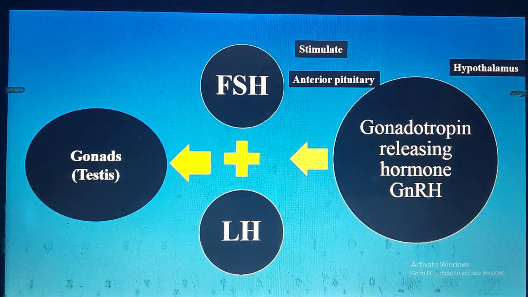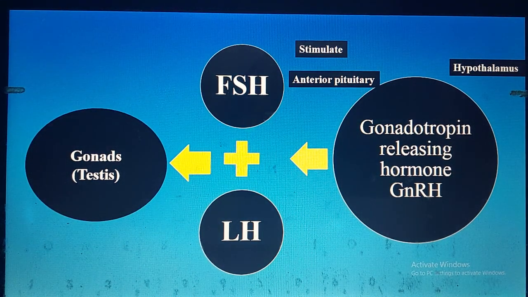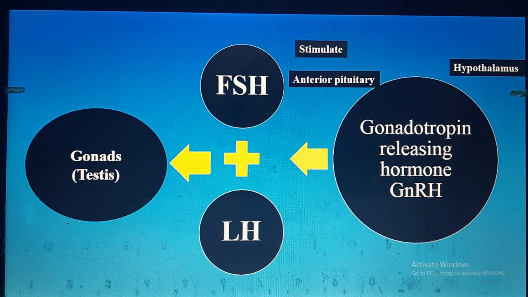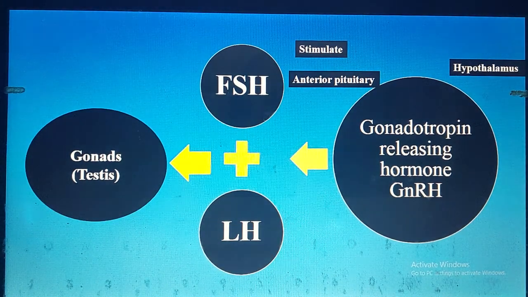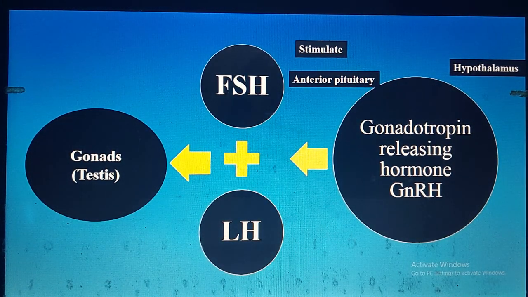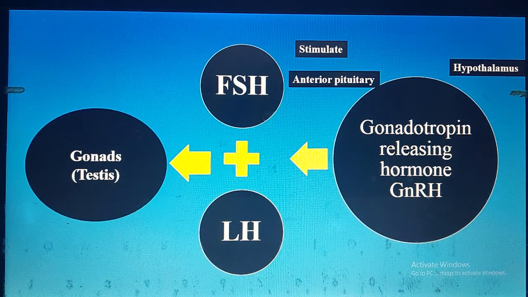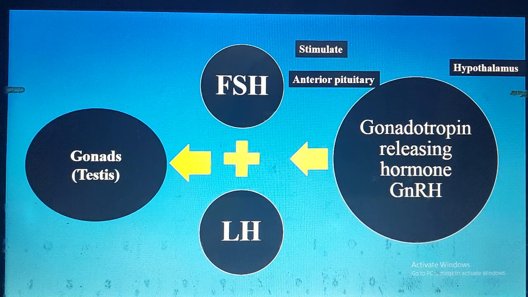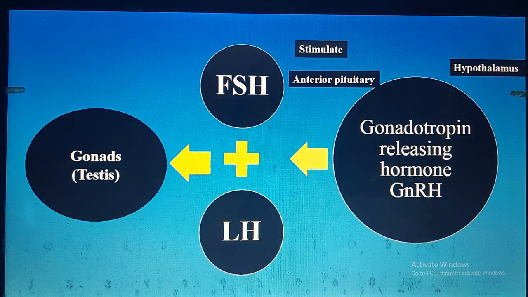So gonadotropin releasing hormone (GnRH) is released from the hypothalamus and gives signals to the anterior pituitary to stimulate it. As a result, the anterior pituitary releases two hormones. One is the follicle stimulating hormone, which I have written as FSH, and the other one is the luteinizing hormone. Is it clear? LH for luteinizing, FSH for follicle stimulating. So these two hormones are released by stimulating the anterior pituitary gland.